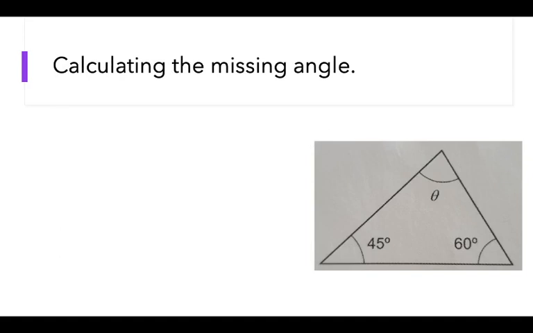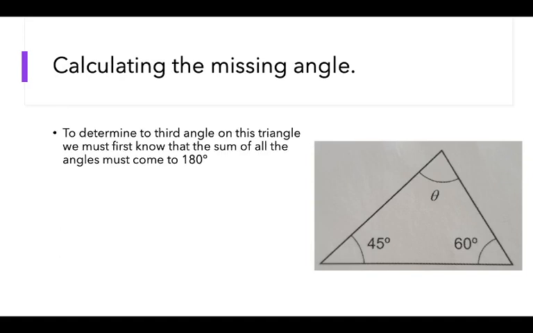So to calculate the missing angle, first we know that the sum of all the angles adds up to 180 degrees. So to work out theta, we use this equation: theta plus 45 plus 60 equals 180.